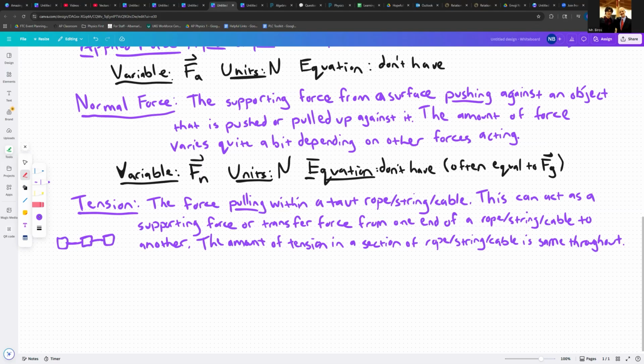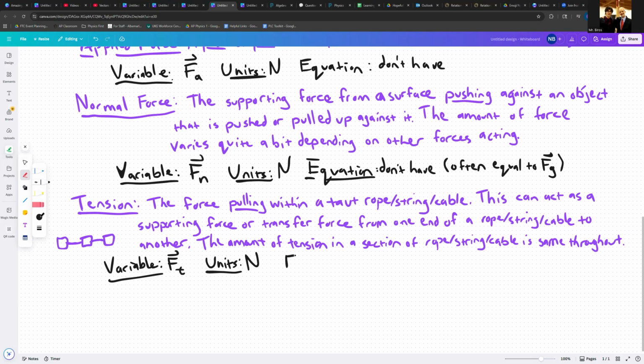That's an important thing to keep in mind for some stuff in the future, like Atwood's machines. We'll use that. So the variable is F_T, as we might expect. They'll use some weird stuff from time to time, like sometimes they'll just use a capital T for tension. Like, sure, College Board, do whatever you want, I guess. But our basic variable should be F_T.